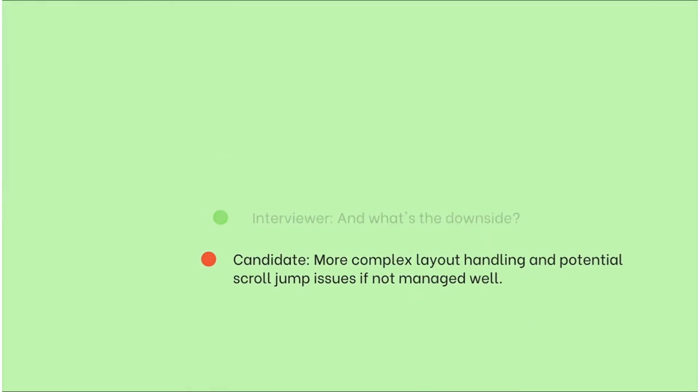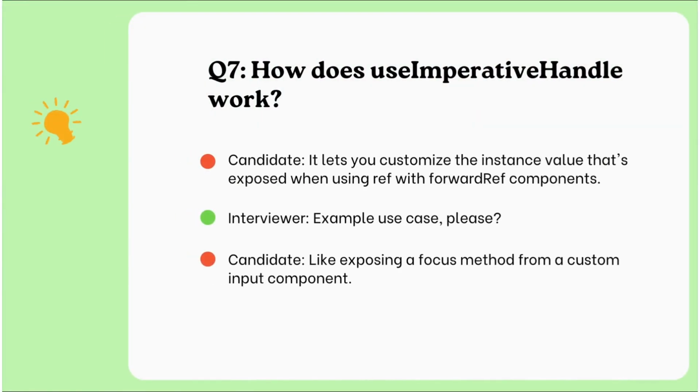How does useImperativeHandle work? It lets you customize the instance value that's exposed when using ref with forwardRef components. Example use case, please. Like exposing a focus method from a custom input component. Not bad for a tricky one.